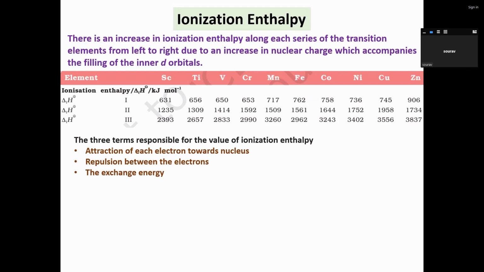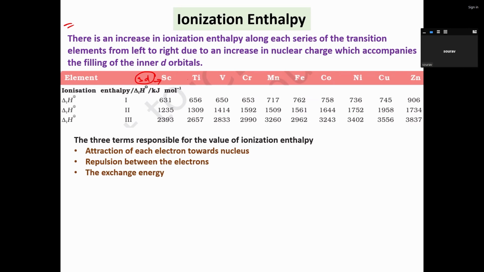In the case of the 3d metals, the transition metals, these are the elements: scandium, titanium, vanadium, chromium, manganese, iron, cobalt, nickel, and copper, and zinc is also present. Today we will learn about the ionization enthalpy values of these 3d elements.